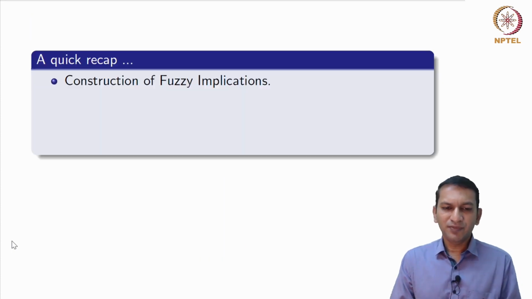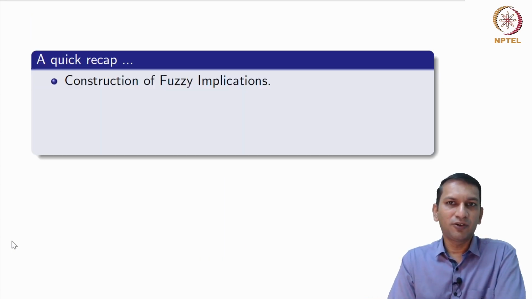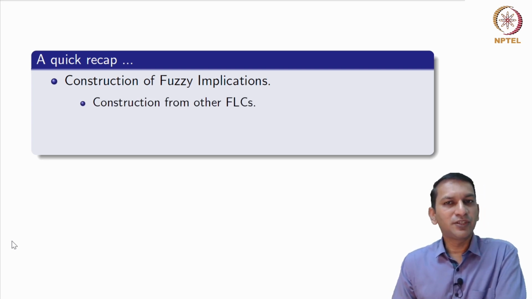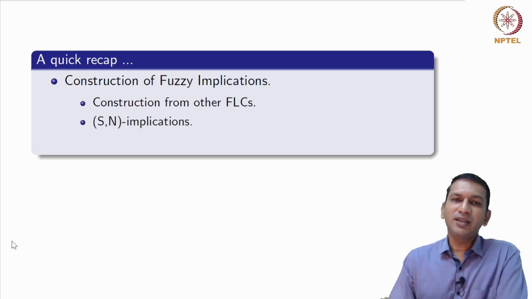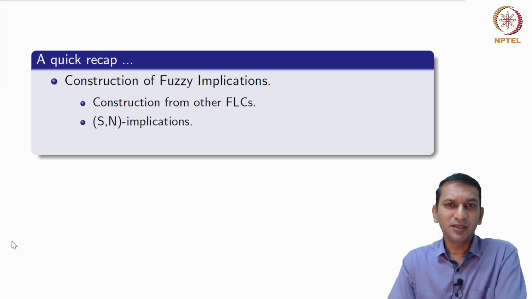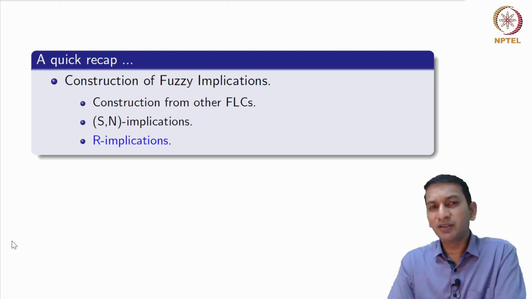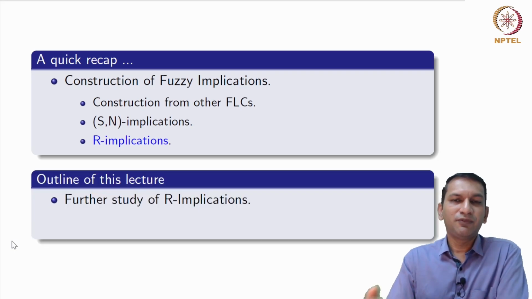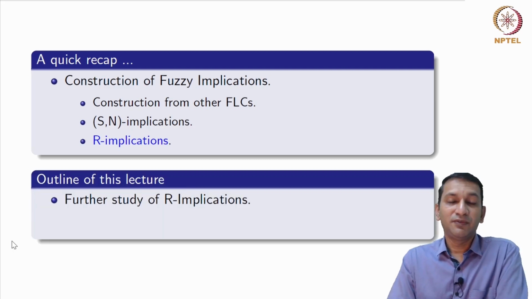In the last few lectures, we have been discussing the construction of fuzzy implications, specifically their construction from other fuzzy logic connectives. We have already seen the family of SN implications, which are obtained from a T-conorm and a negation. We have had a gentle introduction to the family of R implications, which are obtained from just T-norms. In this lecture, we will further study R implications, vis-a-vis how to obtain their formulae for yet another T-norm, and also the properties that they satisfy.